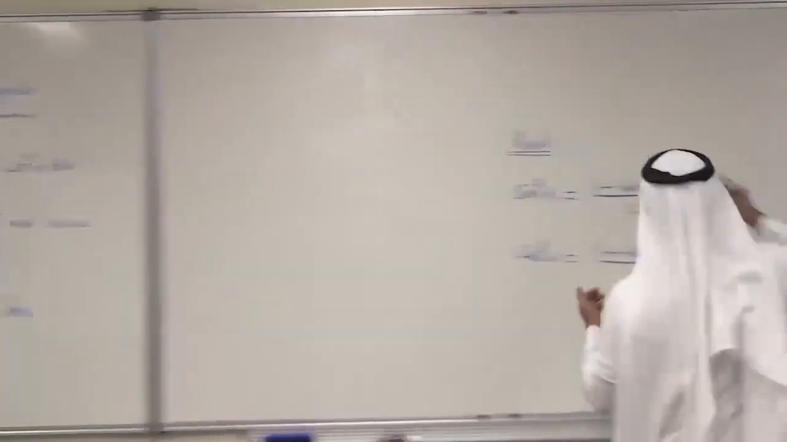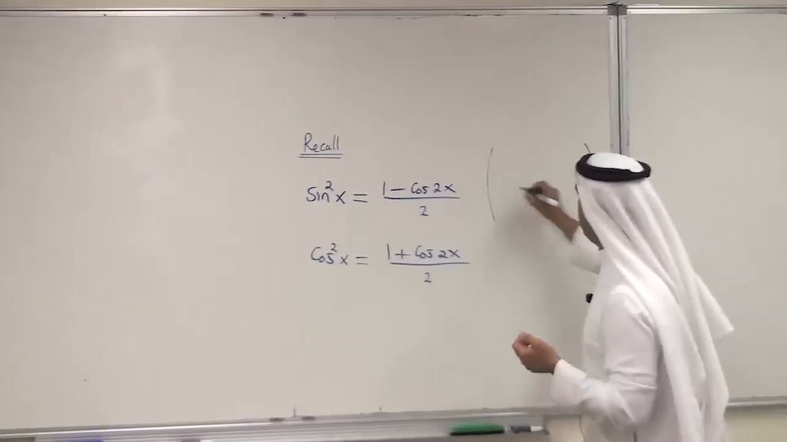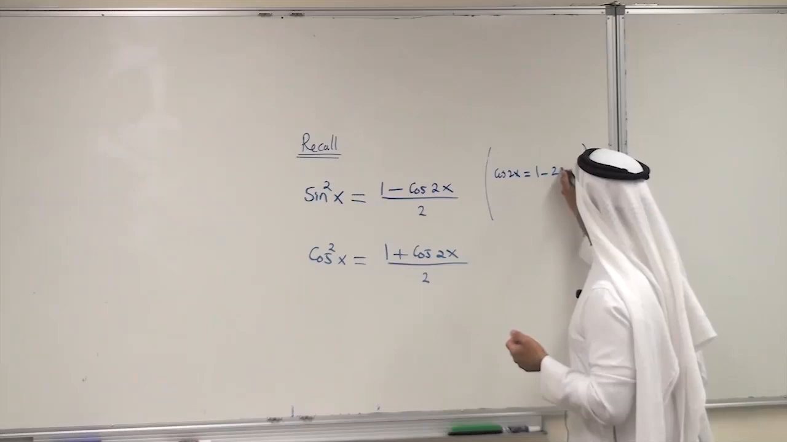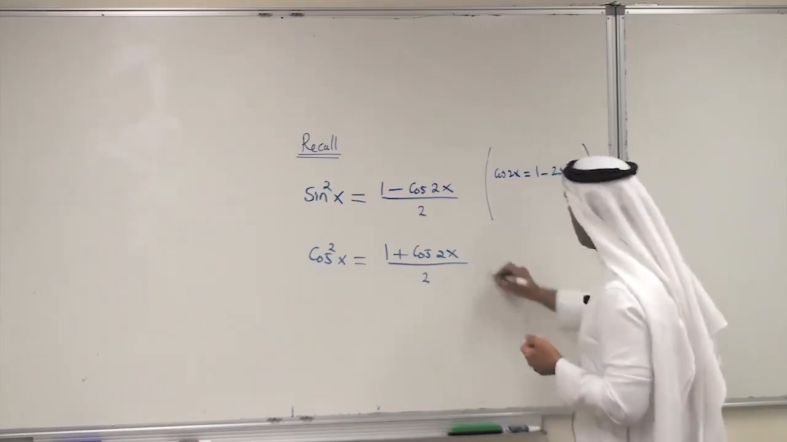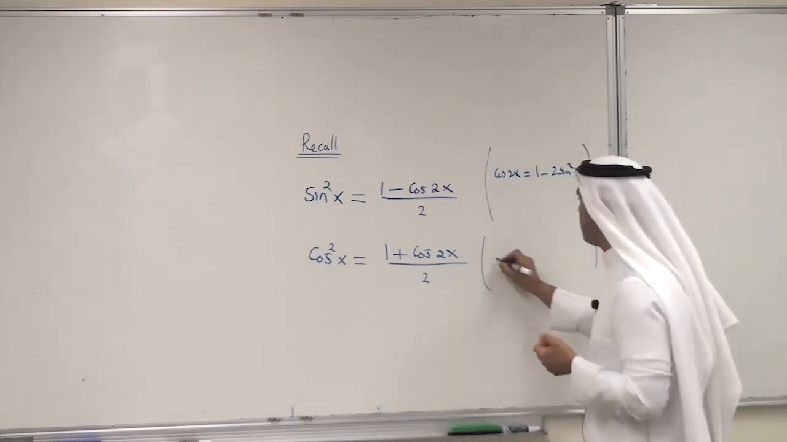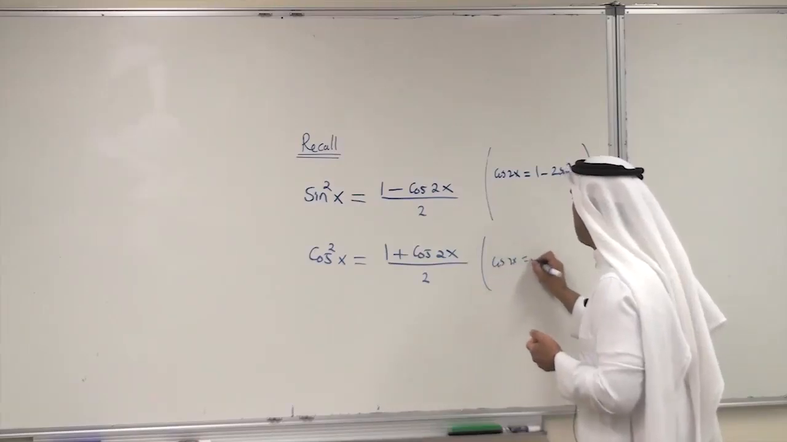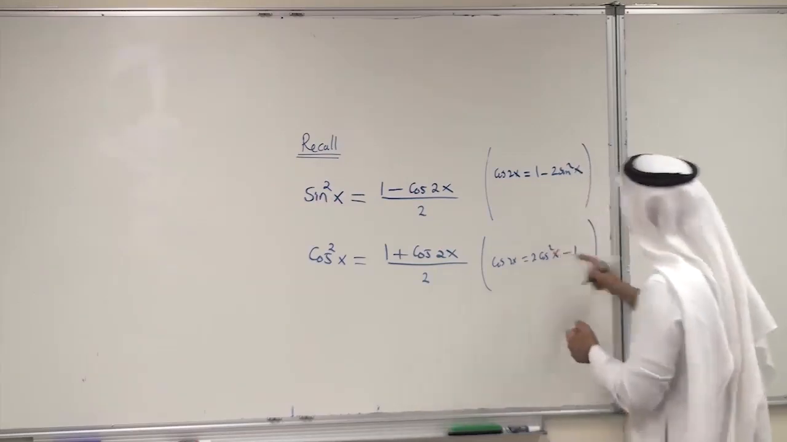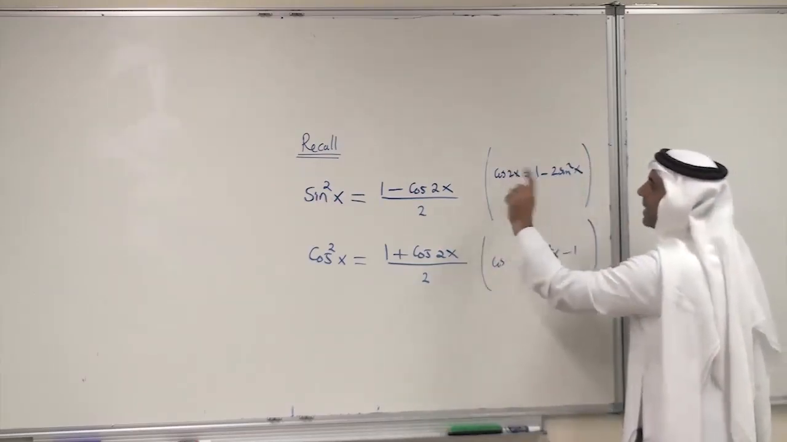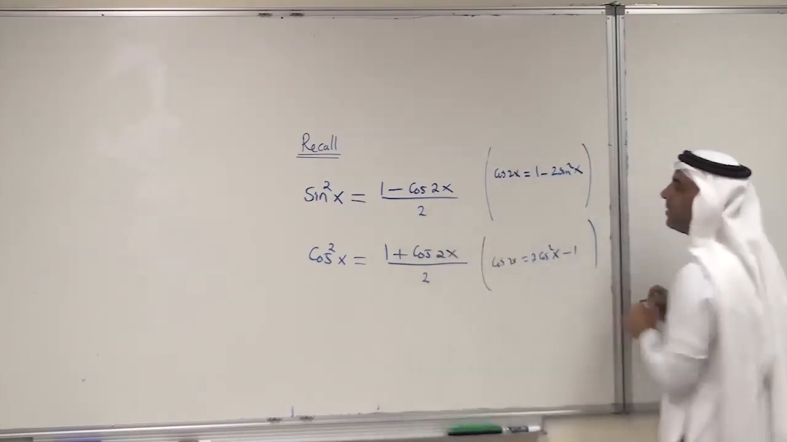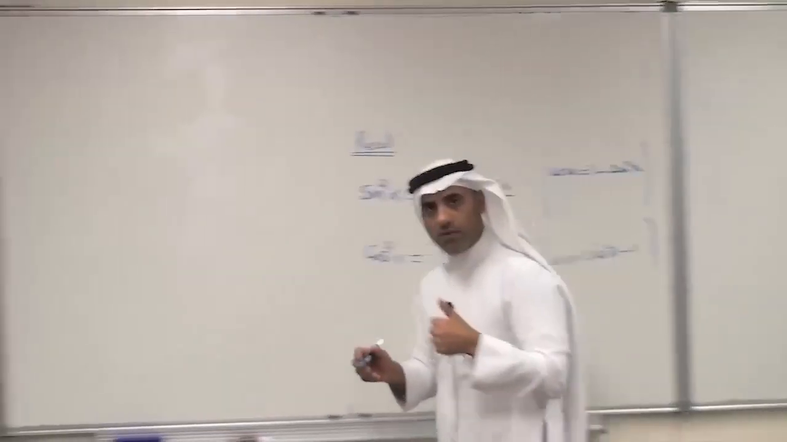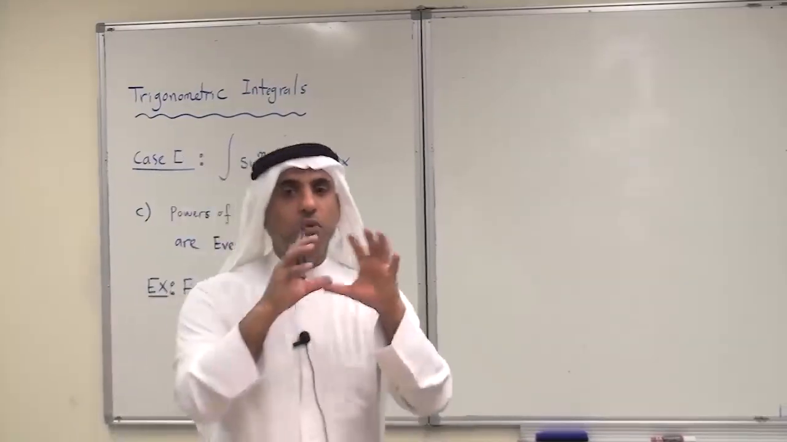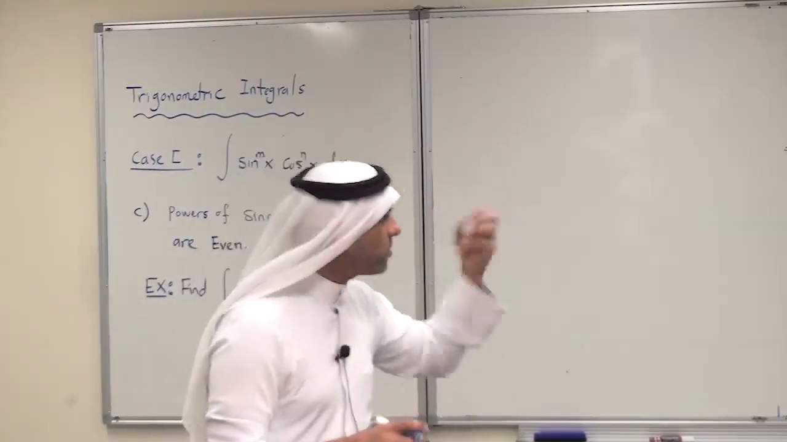You can see this one from the following identity, that is cosine 2x is equal to 1 minus 2 sine squared of x. And you can see this one from the identity that says cosine 2x is equal to 2 cosine squared of x minus 1. Solving for cosine squared and sine squared, you exactly get the two identities which can be used now to solve sine to an even power or cosine to an even power. How to use these identities to solve?